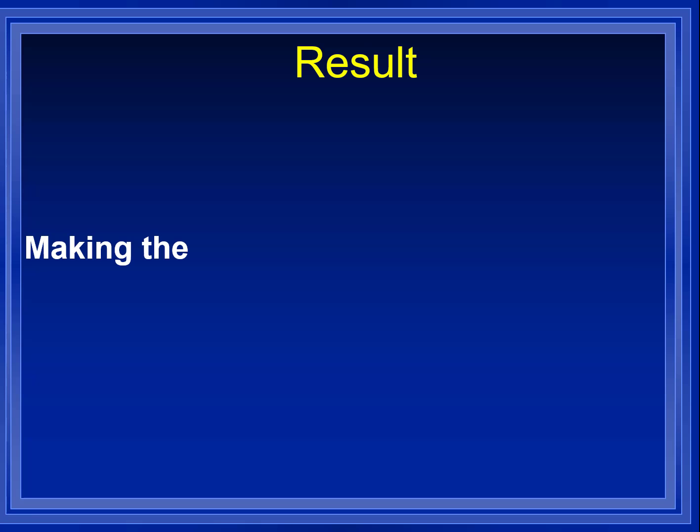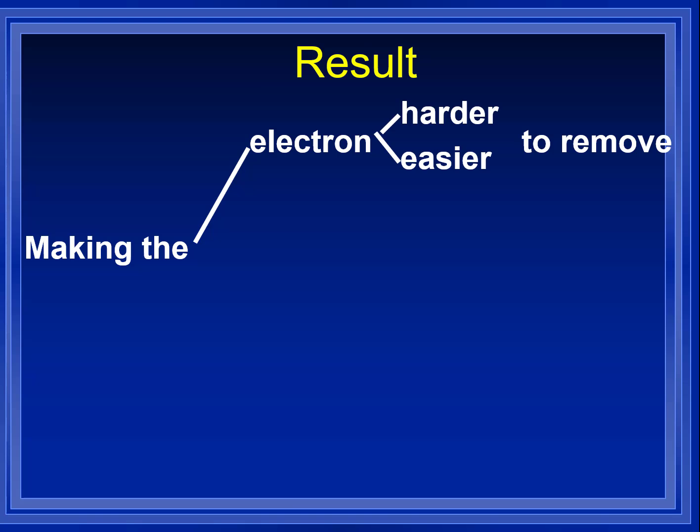So what kind of results do we have? Well, we can make the electron either harder or easier to remove. If the nuclear charge increases, the top choice, it's going to be harder to remove the electron because you've got more opposite charges. If the energy level and shielding increase, it's going to make the electron easier to remove because it's less attracted because of the shielding. That would be the case if we're talking about ionization energy, because removing an electron is ionization energy.